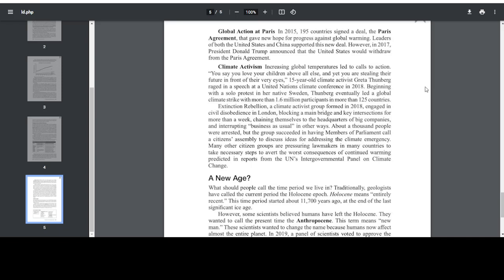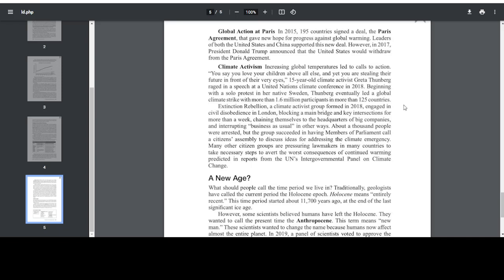Climate activism. Increasing global temperatures led to calls to action. "You say you love your children above all else, yet you are stealing their future in front of their very eyes." End quote. 15-year-old climate activist Greta Thunberg raged in a speech at a United Nations climate conference in 2018, beginning with a solo protest in her native Sweden. Thunberg eventually led a global climate strike with more than 1.6 million participants in more than 125 countries.